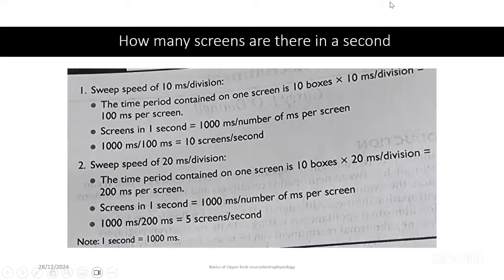So you have to look at the sweep speed of 10 milliseconds per division. The time period contained on one screen is about 10 boxes times 10 milliseconds. That means 100 milliseconds per screen. And 1 second is equal to 1000 milliseconds, and 1000 milliseconds divided by 100 milliseconds gives 10 screens per second. The sweep speed of 20 milliseconds per division means 5 screens per second. So this much knowledge is required to interpret your MUAPs.